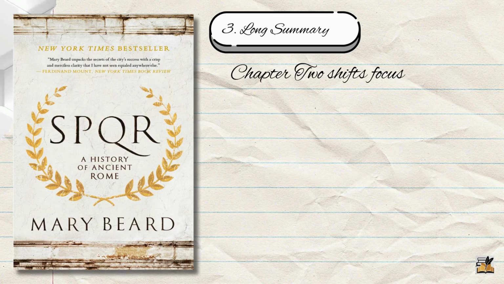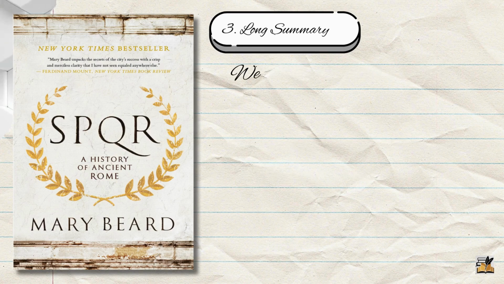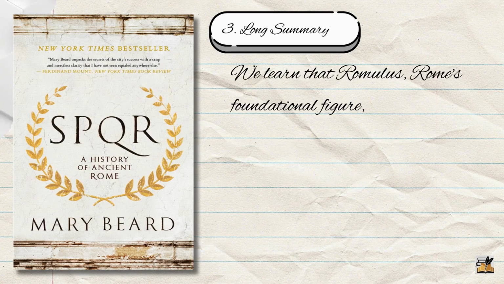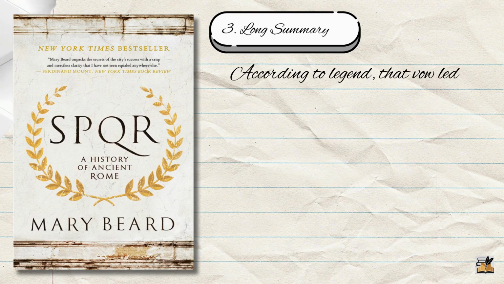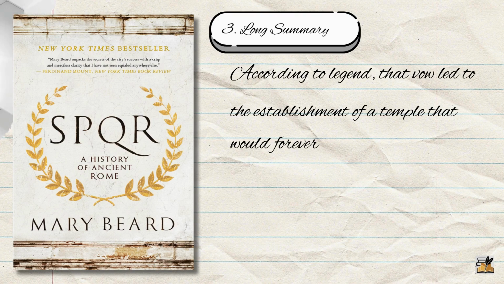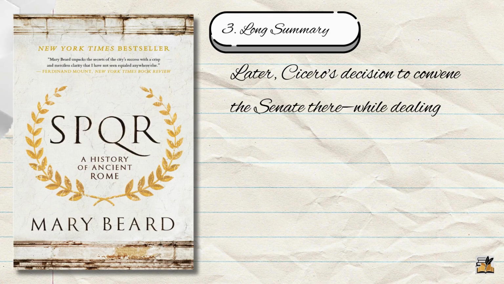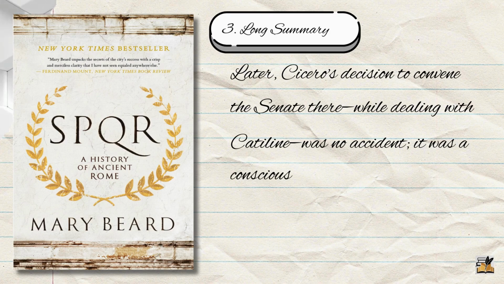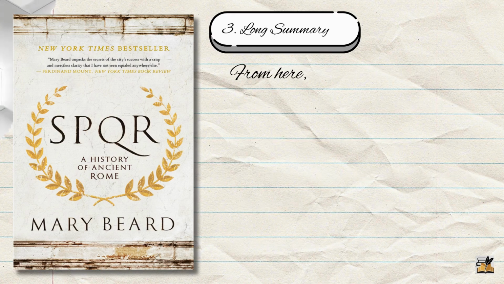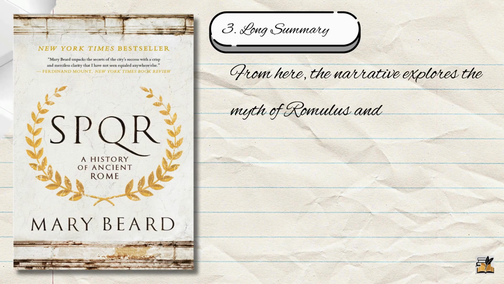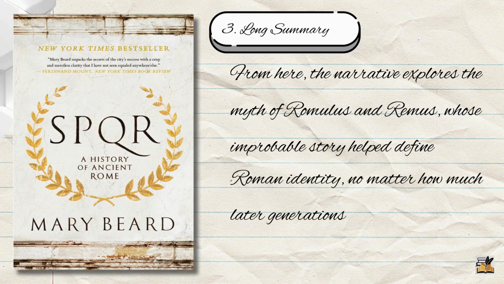Chapter 2 shifts focus to the symbolic and mythological importance of sacred landmarks, like the Temple of Jupiter Stator. We learn that Romulus, Rome's foundational figure, purportedly invoked Jupiter's divine help in a dire battle against the Sabines. According to legend, that vow led to the establishment of a temple that would forever memorialize the city's resilience. Later, Cicero's decision to convene the Senate there, while dealing with Catiline, was no accident. It was a conscious act of political theater that likened Cicero's vigilance to Romulus's heroic steadfastness. From here, the narrative explores the myth of Romulus and Remus, whose improbable story helped define Roman identity, no matter how much later generations questioned its historical accuracy.